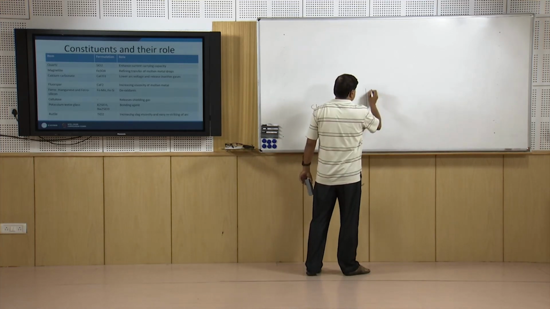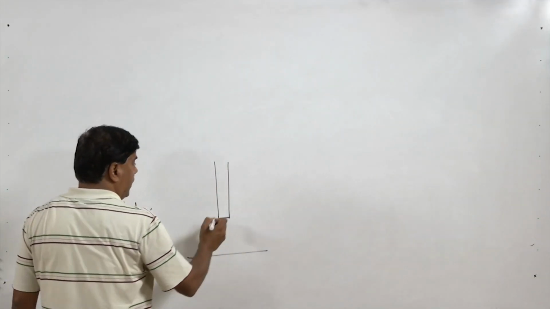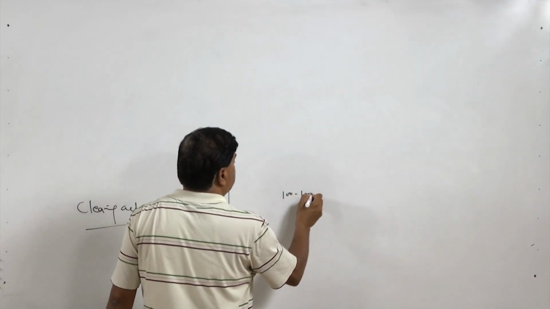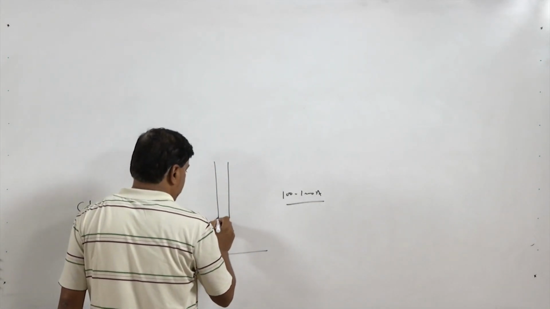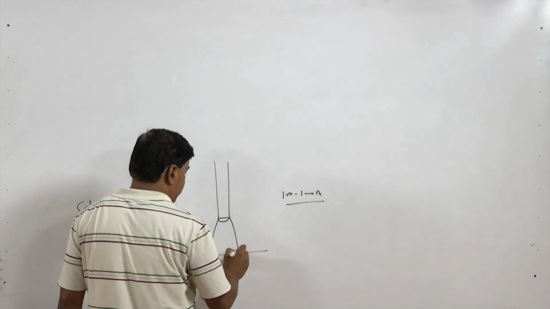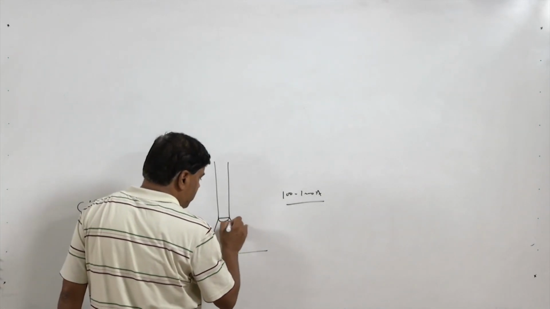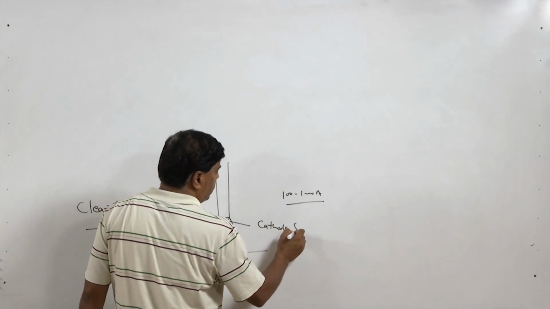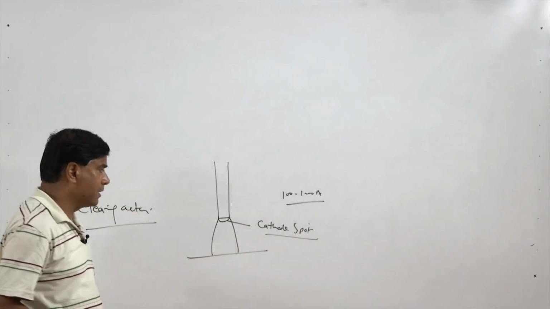We know that electrons are emitted by the cathode, and under certain conditions, like say in the 100 to 1000 ampere current range, the cathode emits the electrons from a particular place. That place from where the electrons are emitted is called the cathode spot.